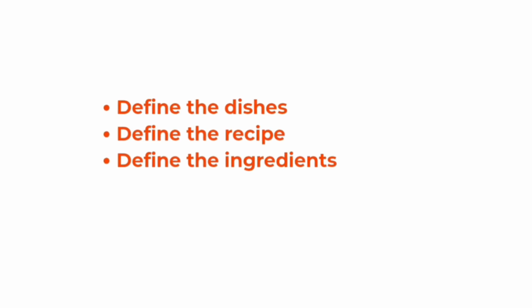Let's look at 3 quick things when doing this. To do this, you need to define the type of food that you want to sell. You need to define the recipe. Lastly, you will need to define the ingredients in each recipe for each dish.